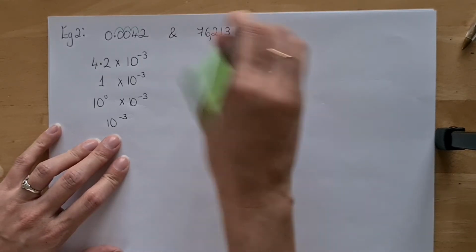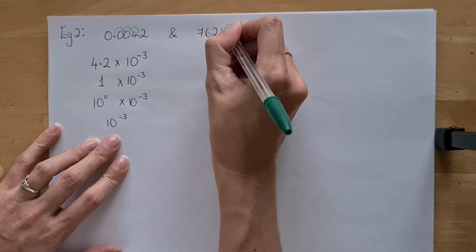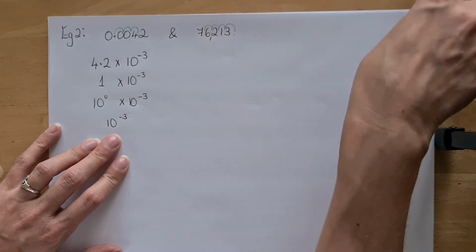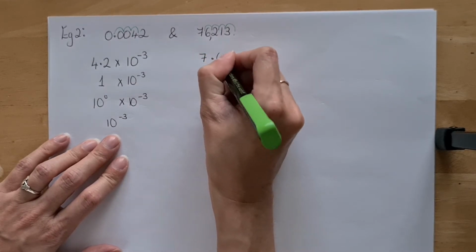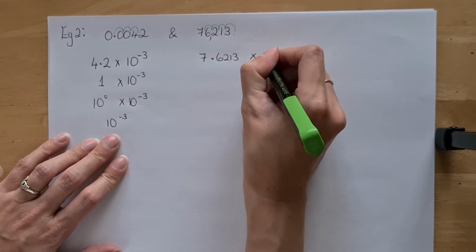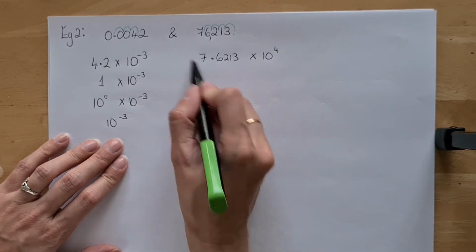Let's do this number. Look where the decimal point was, it's out here. So bring it back 1, 2, 3, 4 places to the left so that we land on a number between 1 and 10. So that's 7.6213 multiplied by 10 to the power of a positive 4. 7 is your value for a.